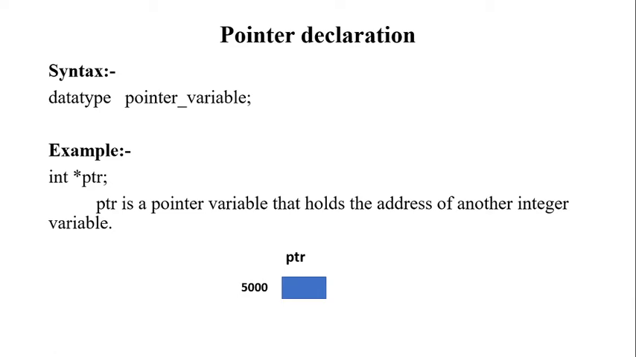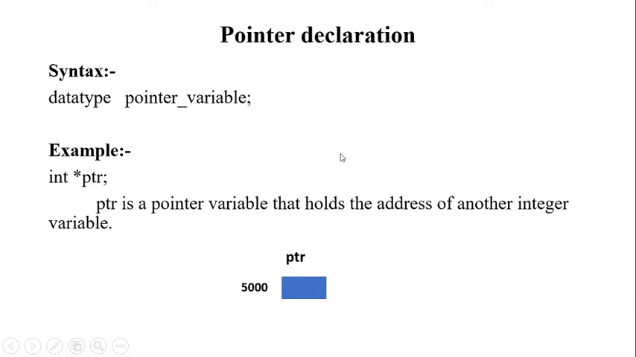So what is the pointer declaration? The syntax of pointer declaration is data type, space, pointer variable, semicolon. Let us see an example for pointer declaration: int star ptr. Here ptr is a pointer variable which points to an integer type data. So this pointer is an integer pointer. If this pointer is pointing to floating point type data, then we have to declare float star ptr. That means the type of the pointer will be the same as the type of the data or the type of the address that it can store.